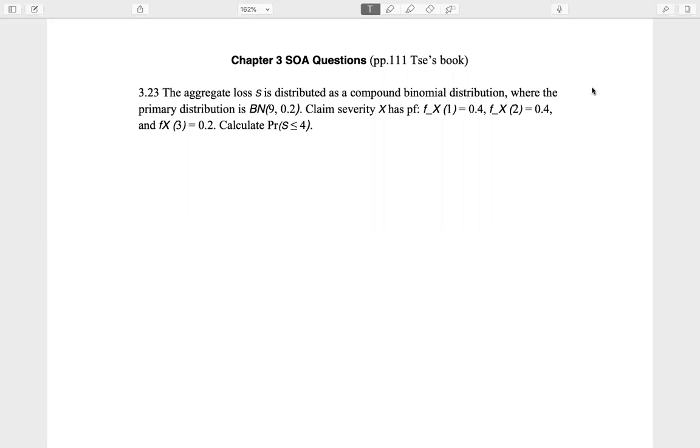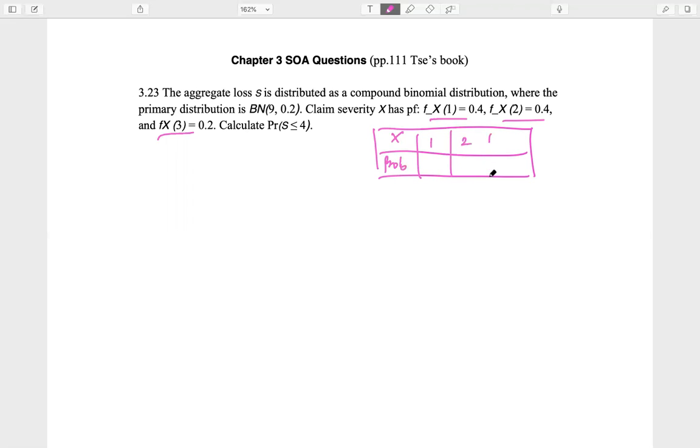When you have this kind of question, where the distribution of X is discrete, like in this case, you can put everything in a table like this. Probability for 1, 2, 3: 0.4, 0.4, 0.2. So obviously this is a discrete distribution. The first method is to use the probability generating function.